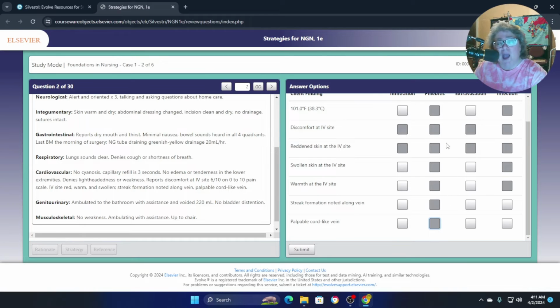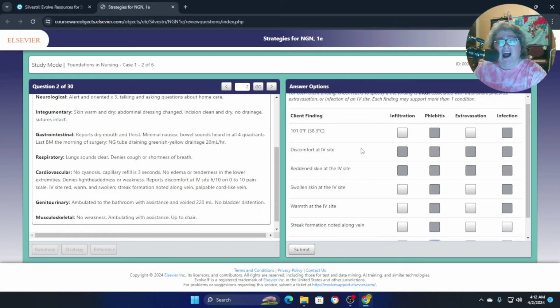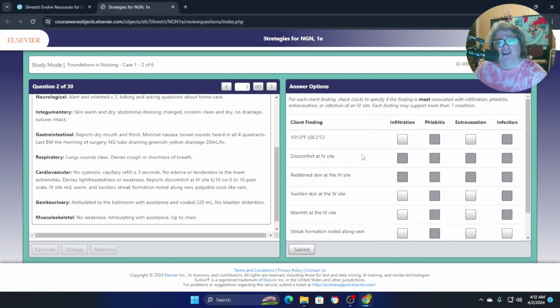And are we happy with our answers? I am happy with the answers I chose here. So, basically, recognizing the cues is writing down what's wrong. Analyzing cues is connecting the dots. What could be causing the symptoms?